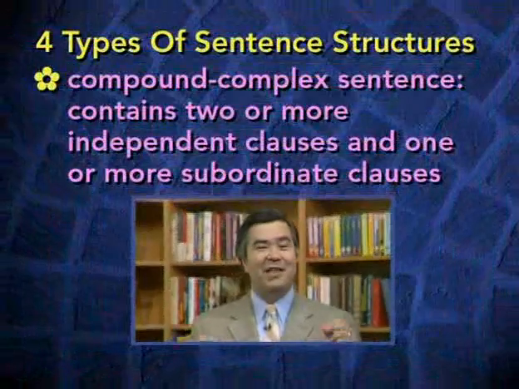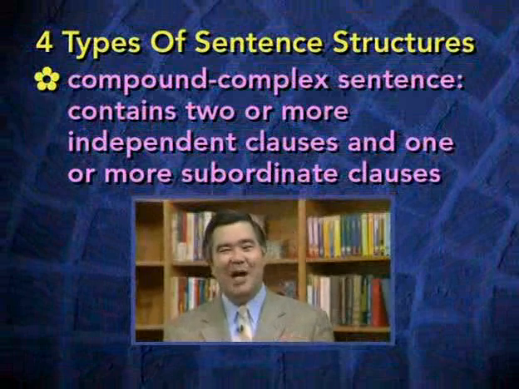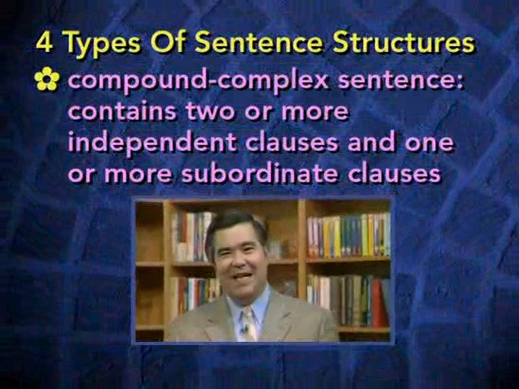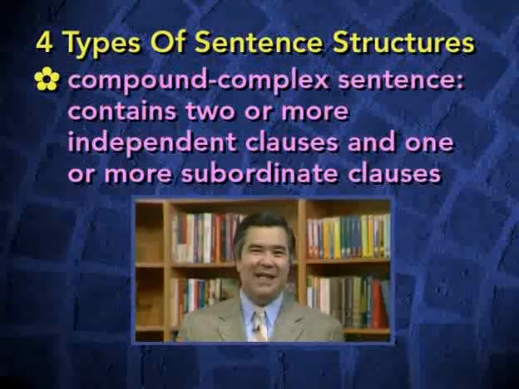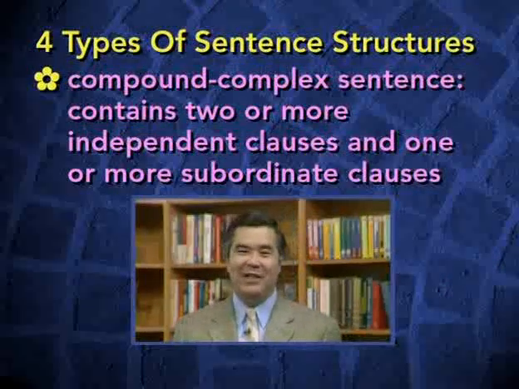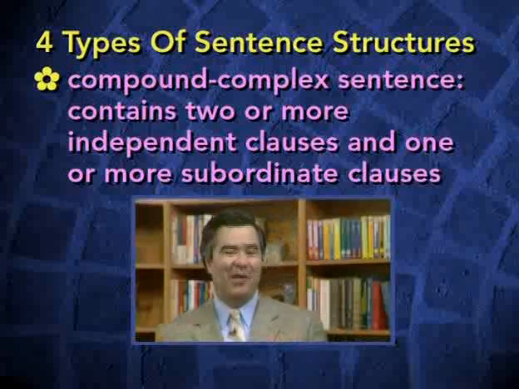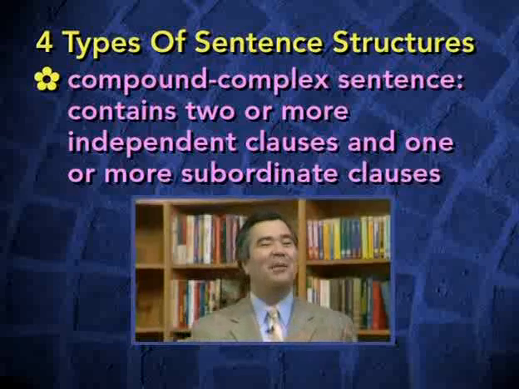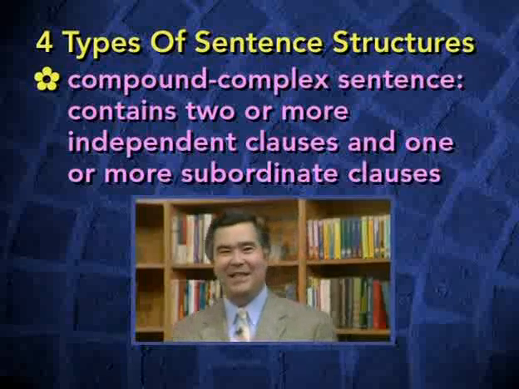Notice that it doesn't matter what order the clauses are in. The subordinate clause could come first, or the independent clause could come first. In this particular sentence, the subordinate clause comes first, but it could have been the other way around. Either way, it's considered a complex sentence. The fourth and most difficult kind of sentence is known as the compound complex sentence. The compound complex sentence contains two or more independent clauses and one or more subordinate clauses. So it's like a combination of the compound sentence with the complex sentence.